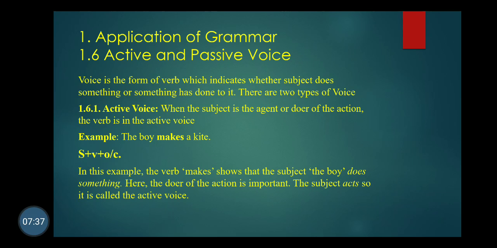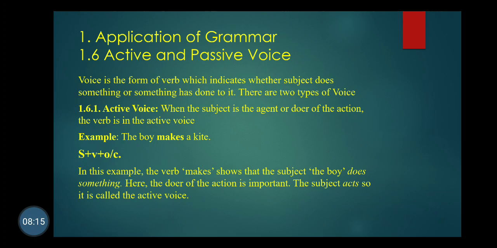In this example, the verb make shows that the subject, the boy, does something. Here, the doer of the action is important. The subject acts, so it is called the active voice. What is the basic purpose of active voice? In active voice, subject is important, action is not important. Subject performs the action upon the object, so subject is important. When we want to give importance to the subject, at that time we use the construction of active voice, that is subject plus verb plus object or complement.